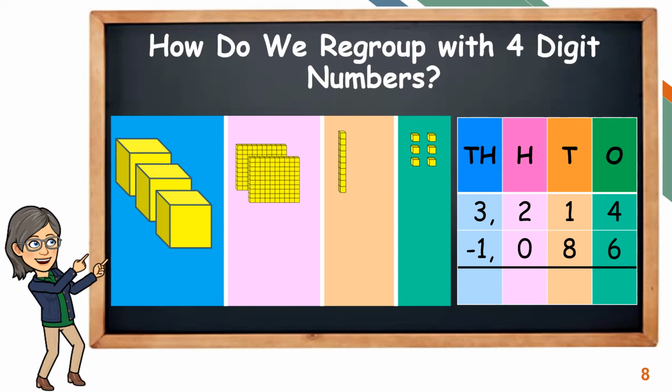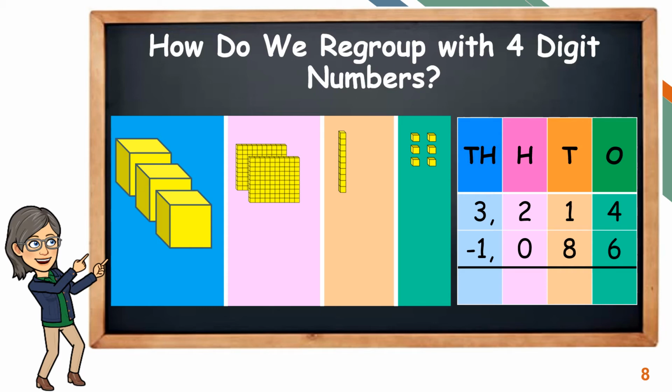Notice that we represented 3,214 with 3,000s blocks, 200s blocks, 110 block, and 4 ones blocks. Look at the digits in the ones place in both numbers in the subtraction problem. Ask yourself, can we subtract 6 ones from 4 ones in the ones place? If you said no, we cannot do that, you are absolutely on target.